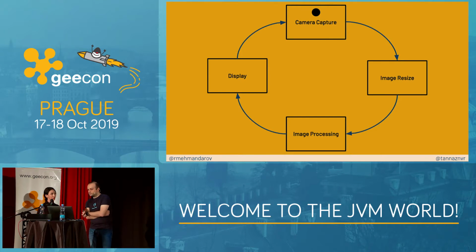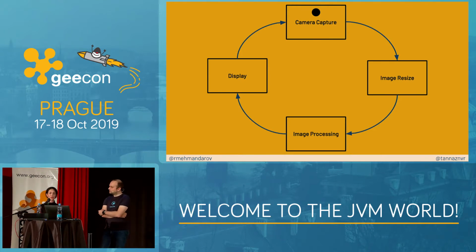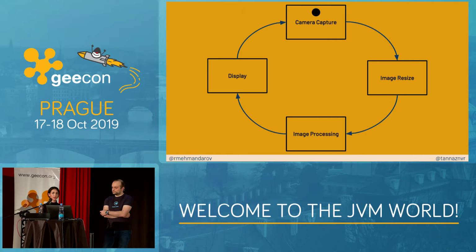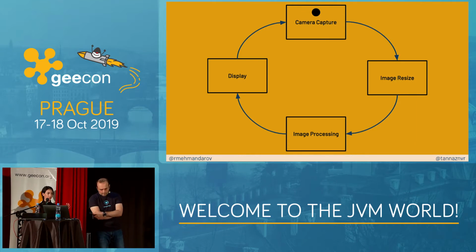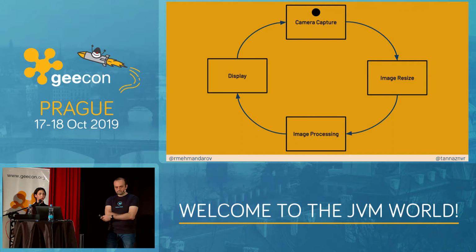And this is the process. We start with capturing from a camera, and then we need to resize an image because our machine learning models use a specific size of images. And when we have done that, we can start running our machine learning processing models on top of that. When we have the result, we can just display it on the screen. And we do all those 4 main steps for each frame.